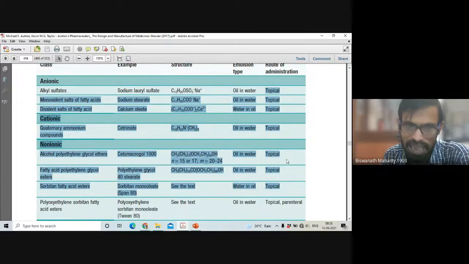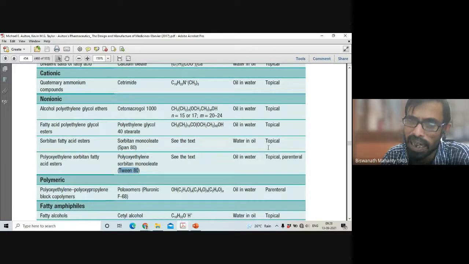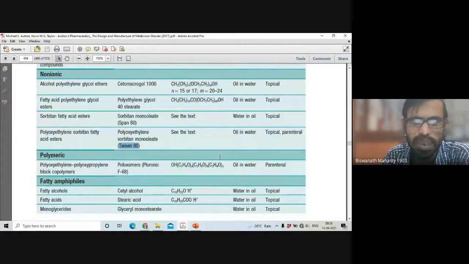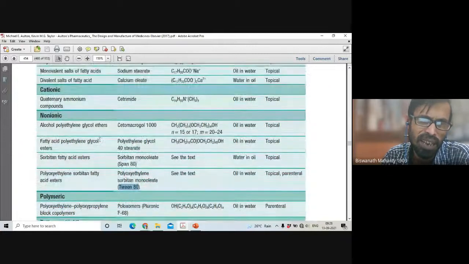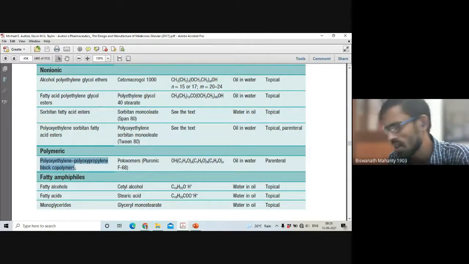But in some cases, non-ionics are a little bit less toxic. They are preferably used, as I was telling, sorbitan monooleate, that is Span 80, similarly Tween 80, polyoxyethylene sorbitan monooleate. These are actually non-ionic, they are not charged. They can be used for topical as well as in some cases parenteral. Parenteral because they are non-ionic and less toxic, they can still be used. So these are the cationic, anionic, non-ionics. Polymeric surfactants are used, but they are not so widely used.